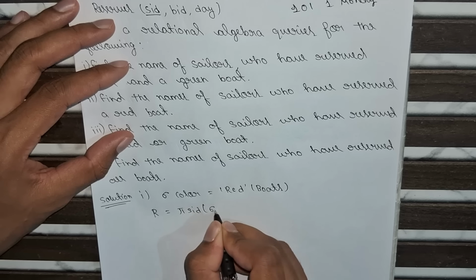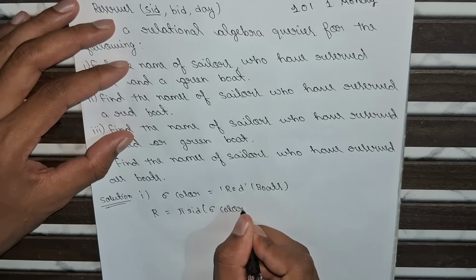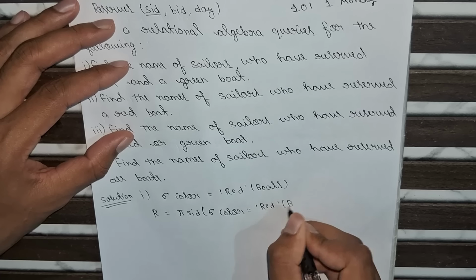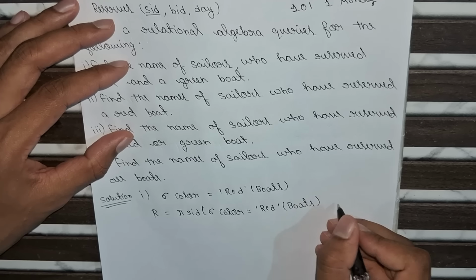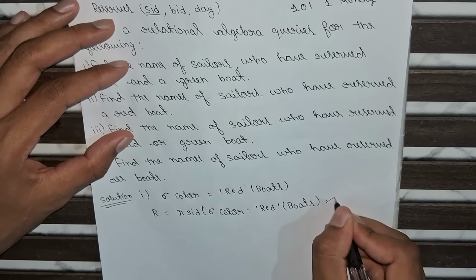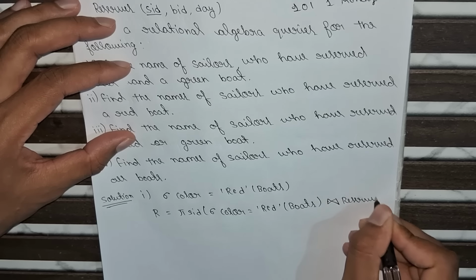Then sigma, which color? Color is equal to red. And that means it is boards. So boards. Now we will write the join operation, which means we will join with the reserves. So join, we will write like this, join with reserves.